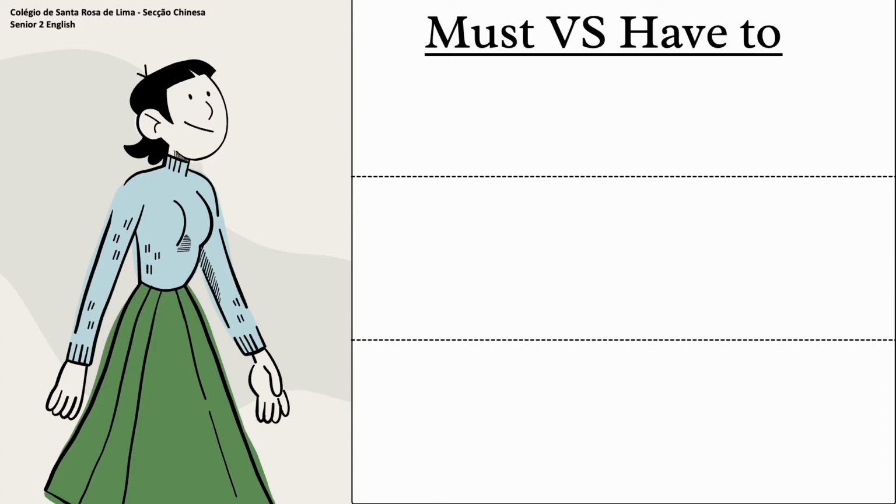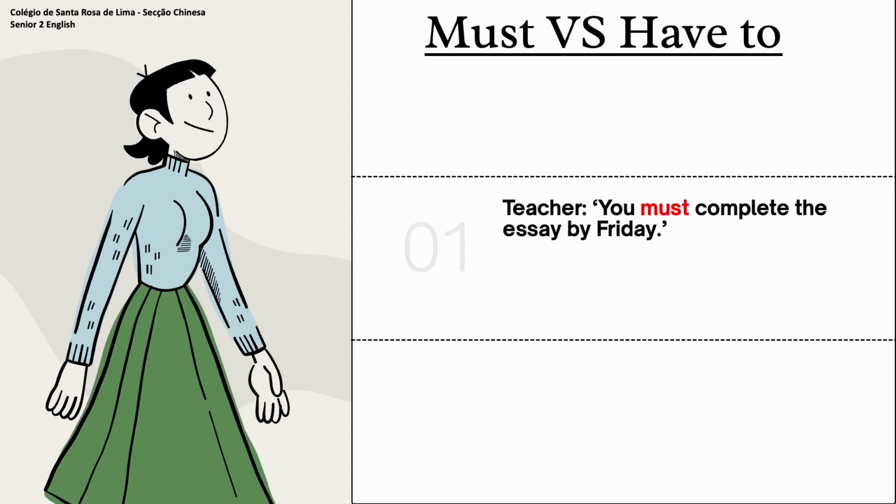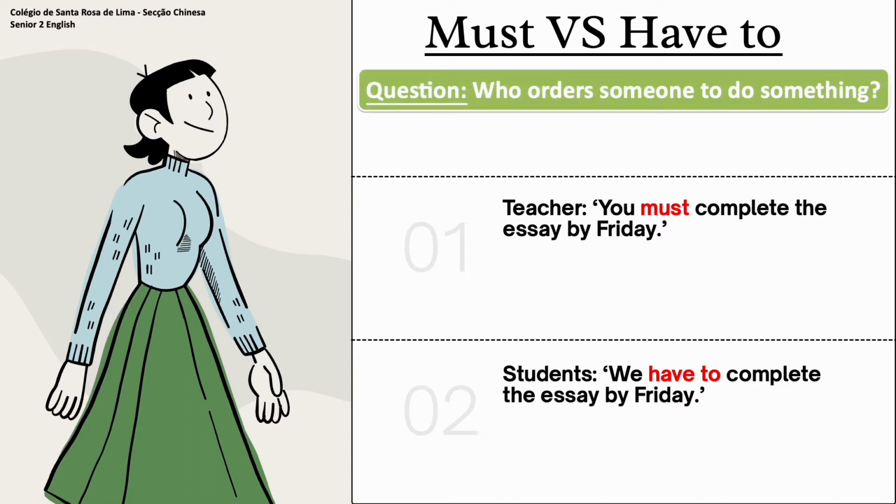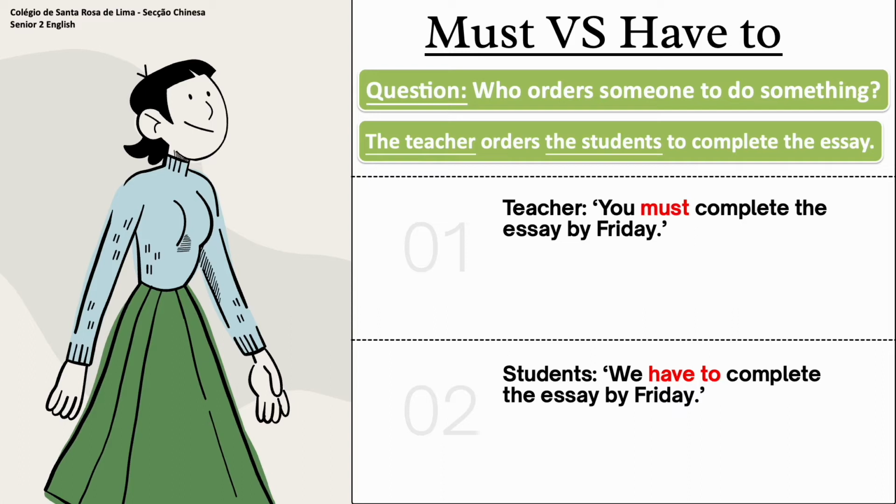Now I have another 2 sentences for you. The first one, teacher said, "You must complete the essay by Friday." The second sentence, students said, "We have to complete the essay by Friday." Girls, please compare these two sentences and think about this question. Who orders someone to do something? The answer is, the teacher orders the students to complete the essay.